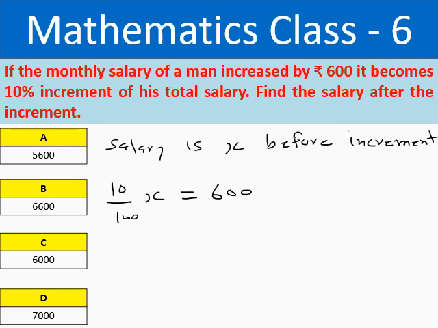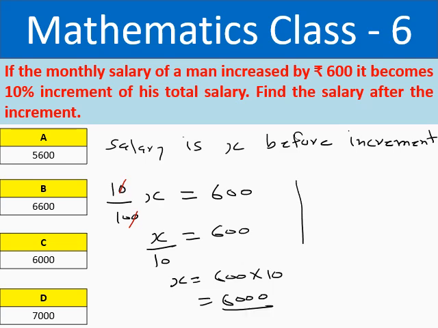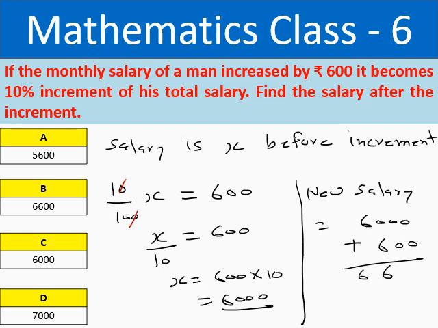So now if we solve this, it is X upon 10, because we'll cancel this. So we'll get this X upon 10 is equal to 600. So X will be 600 into 10, that is equal to 6000. So now X is the salary before the increment. So new salary is equal to 6000 plus 600. So it is 6600. So option B is the correct option.